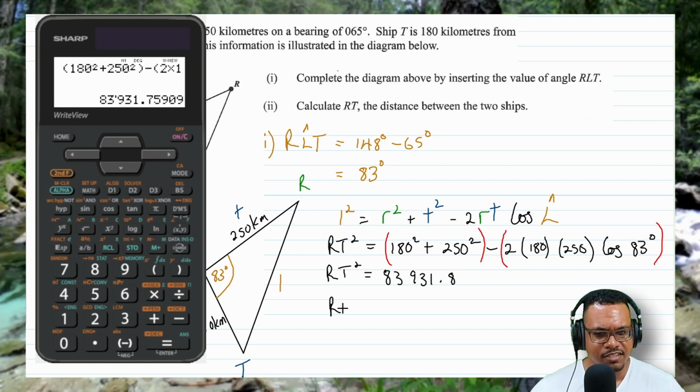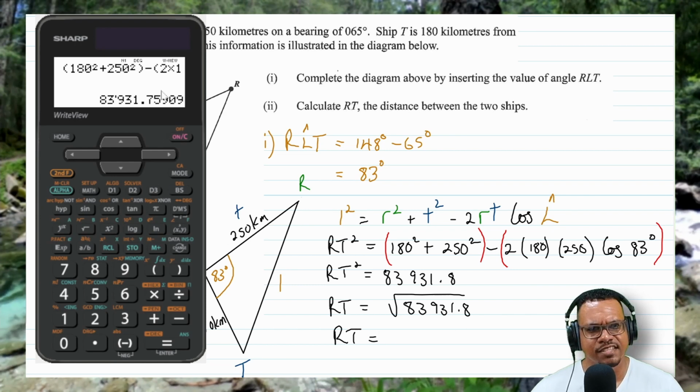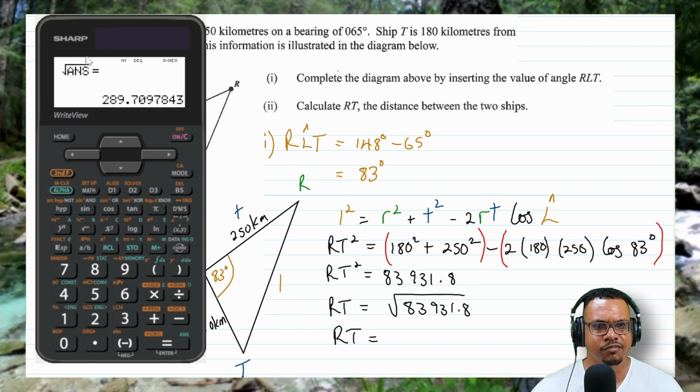And now RT will just be the square root of that 83,931.8. So RT is equal to, and as I have this answer on the calculator, all I do is press square root and equal, and I will find the square root of the answer, which is 289.7. So that's 289.7 kilometers.